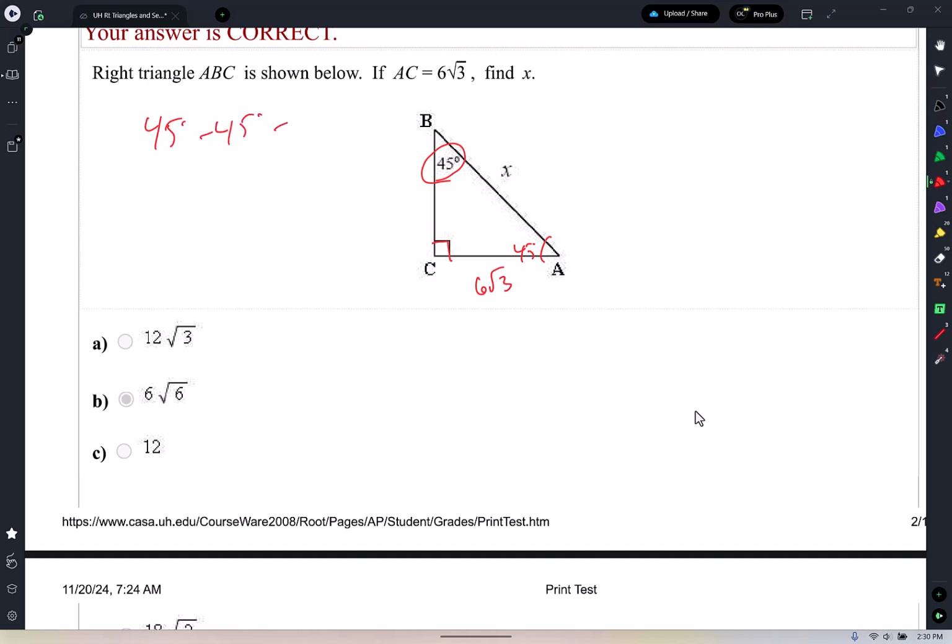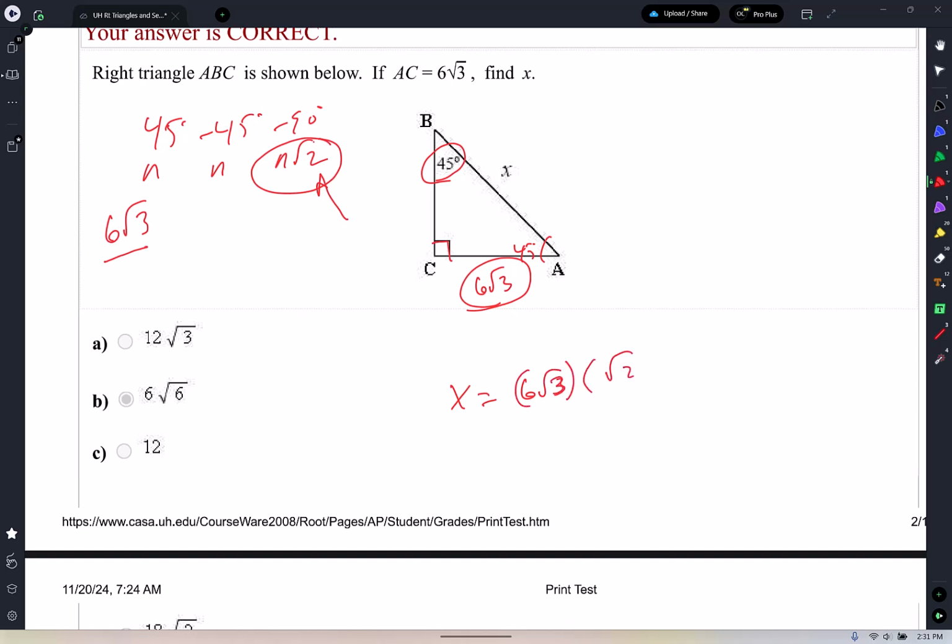45, 45, 90, and square root of 2. This is one of the sides. So this is like 6 square root of 3. You can if you want, but it's easier to just go from a leg to the hypotenuse by just multiplying 6 root 3 by square root of 2. See? So the x is going to be 6 root 3, and I'll just multiply it by square root of 2. So 6 root 6. And there it is.